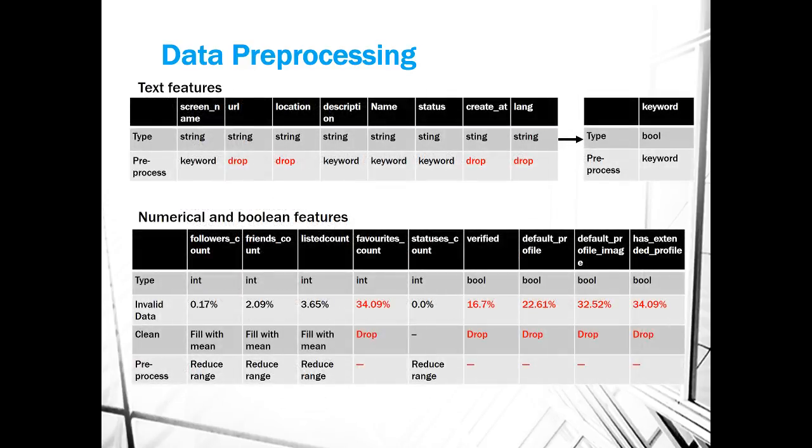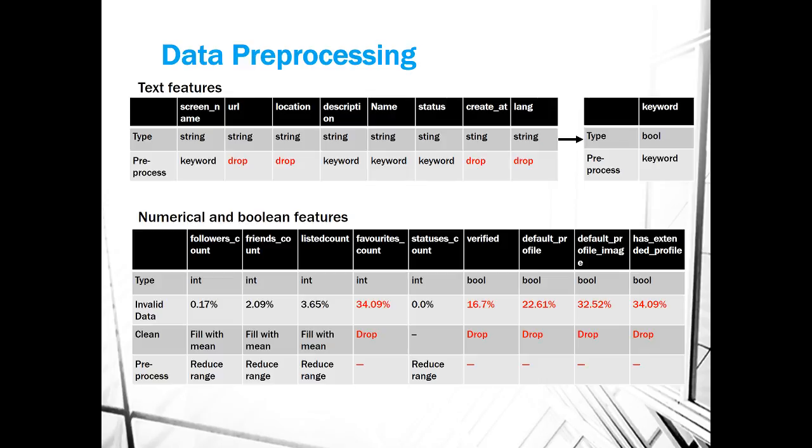After pre-processing, we can check our results. There are only 8 features left, 4 text features and 4 of the other two types. In screen name, description, name and status, we could find some samples containing words like bots, robots and alert. They are important keywords for us to distinguish bots and humans.